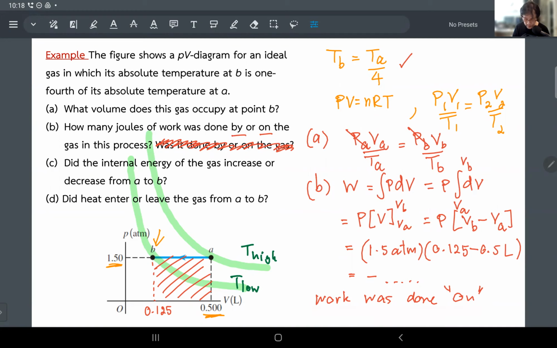Delta T is negative. So as delta U is negative, U decreases. Okay, here we go. All right, that's part C right there. Okay, very good.